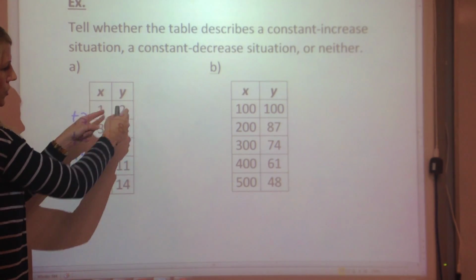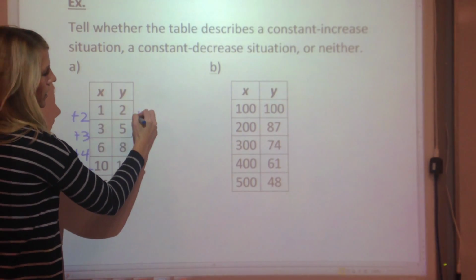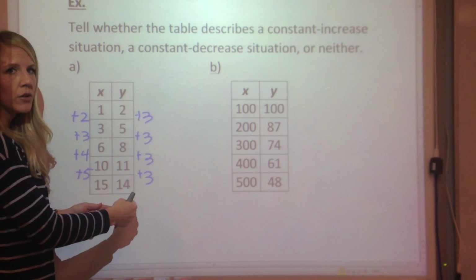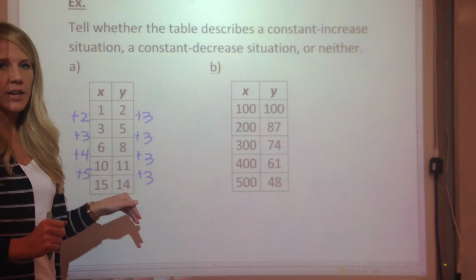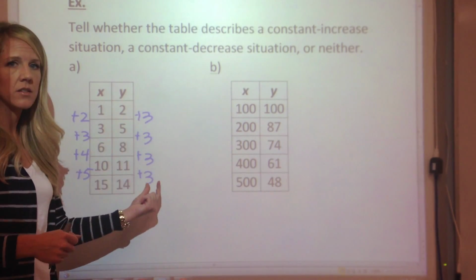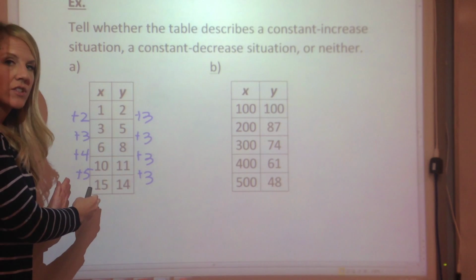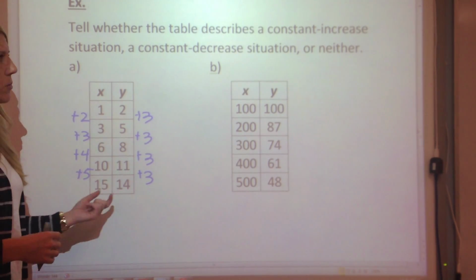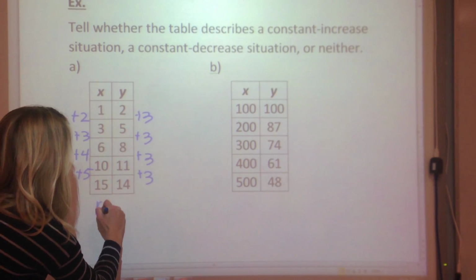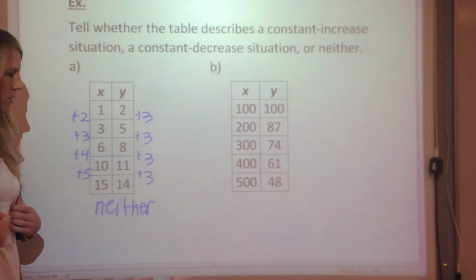Let's look at the y's though. 2 to 5, 5 to 8, 11 to 14. Yes, it's increasing, it's getting bigger, but is it constant? 2 to 5, we can add 3. 5 to 8, we can add 3. In between each one of those, and we always want to check all values, we're adding 3. So is this increasing at a constant rate? Yes, because it's increasing by 3 every single time from one value to the next. Even though my y's are increasing at a constant rate, my x's are not increasing or decreasing at a constant anything. So this represents neither a constant increase nor a constant decrease situation. The x values kind of mess it all up. This is neither, and that is because your x values are not showing a constant increase.